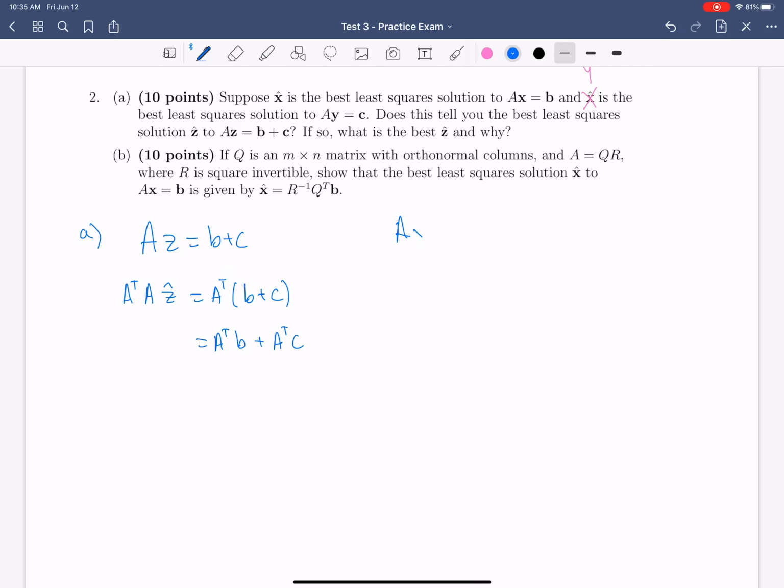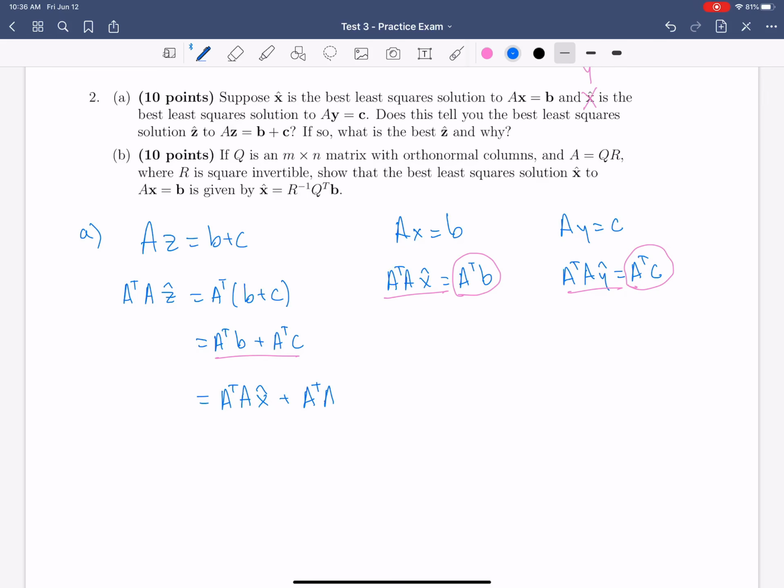Well, if AX equals B, I know that A transpose A X hat equals A transpose B. And I know that if AY equals C, then A transpose A Y hat equals A transpose C. So I will use A transpose B and A transpose C in here. I can replace A transpose B and A transpose C with the left-hand sides, namely this and this. So here I can write A transpose A X hat plus A transpose A Y hat.